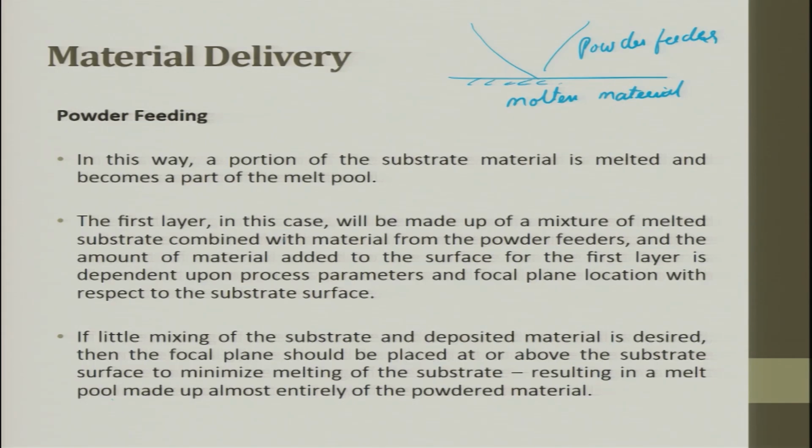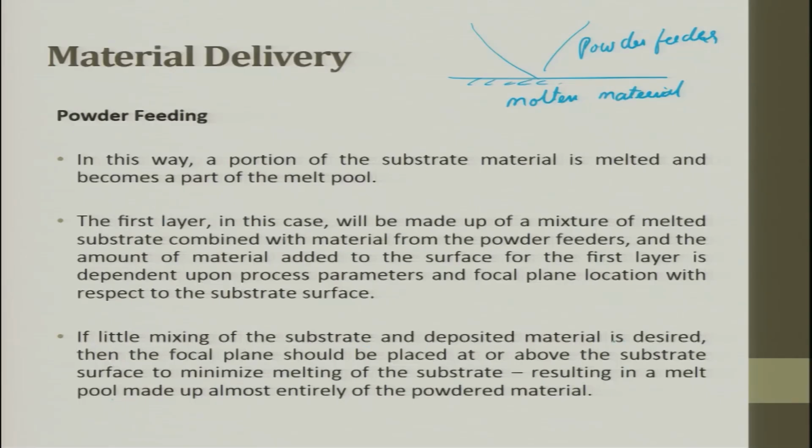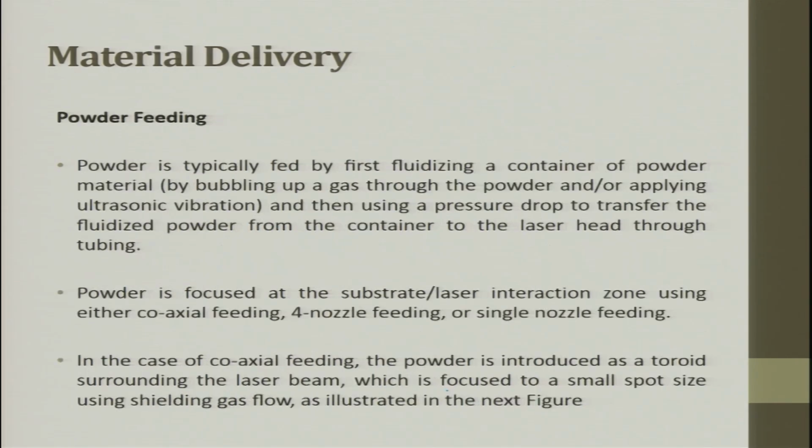So, now there is a liquid metal. In this liquid metal, when you try to add material, that is what we are talking about. If little mixing of the substrate and the deposited material is desired, like in laser cladding, then the focal plane should be placed at or above the substrate surface to minimize melting of the substrate, resulting in a melt pool made up almost entirely of the powder material.